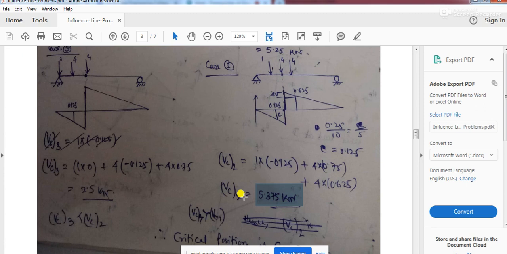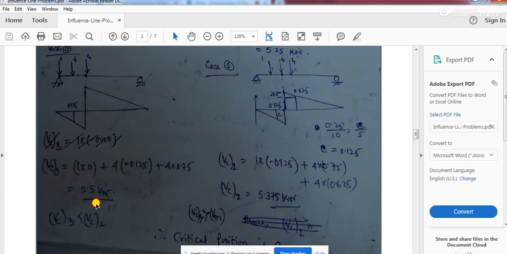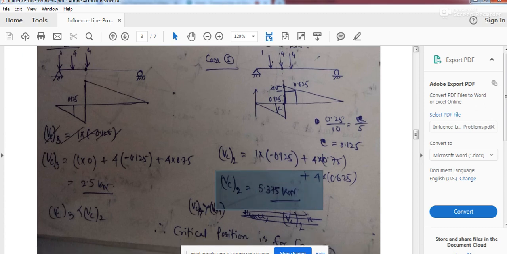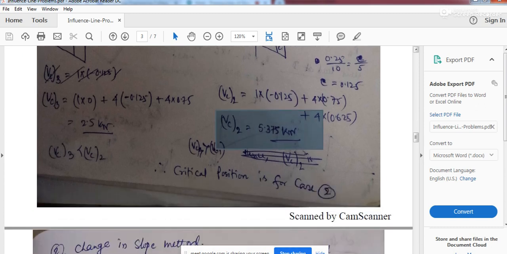Now you take another case, case number 3, when this load is just reaching this position. You go to this position and calculate the ordinates with similar triangles. You get a value of 2.5, and you see that in case number 3 the value of shear force becomes lesser than the shear force at position 2. So what will be your critical position? The critical position will be this one. This is actually the trial and error method.